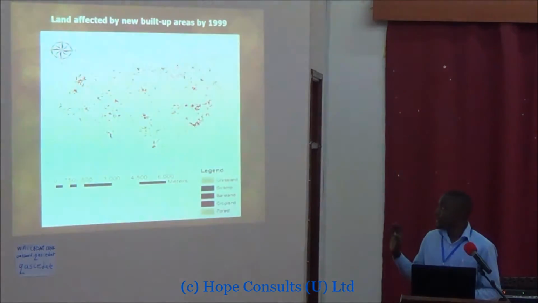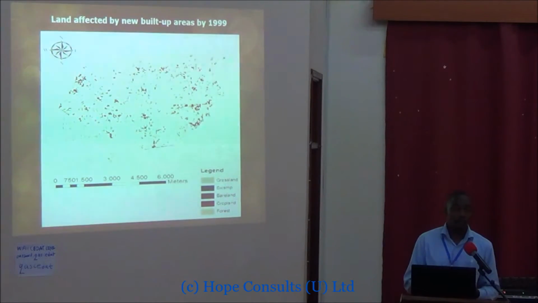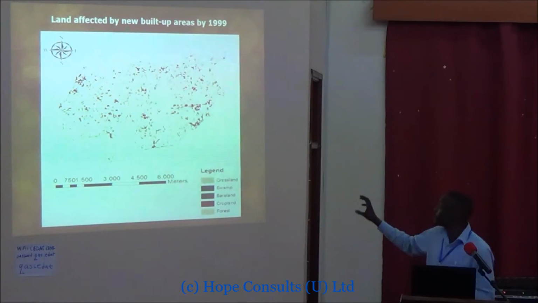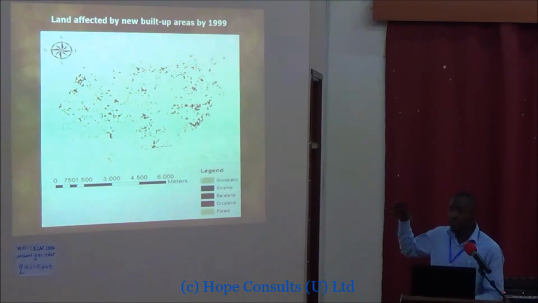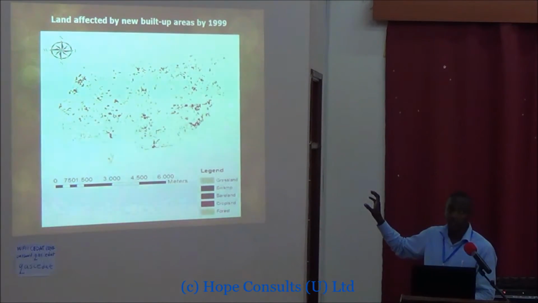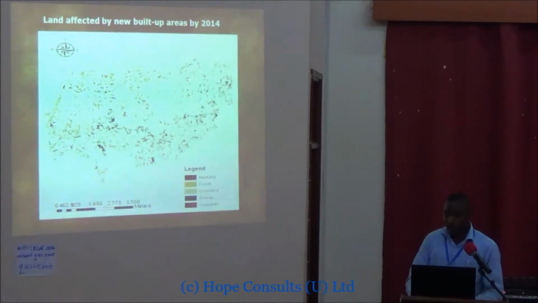I later displayed that by combining the output map and the original raster layer. That is what it gave me: land cover types affected by new built-up areas by 1999. So this is what was affected on the original 1984 map. You have grassland, everywhere that you see green, that's grassland, and that's what was affected. It was originally there in 1984, but in 1999, all that was built-up area. It's the same for 1999 to 2014, which affected all that.